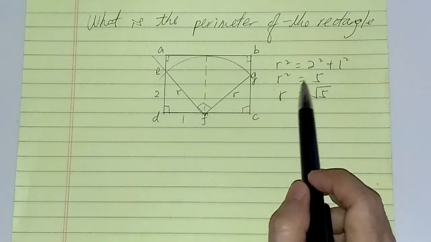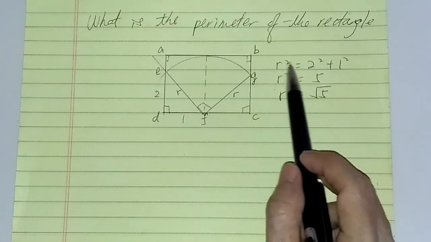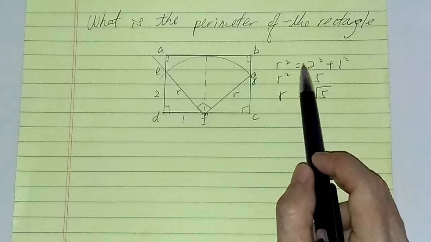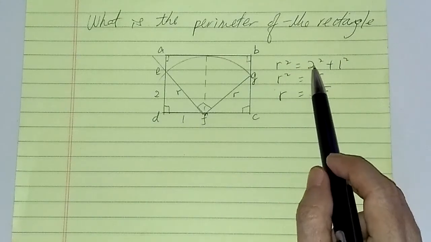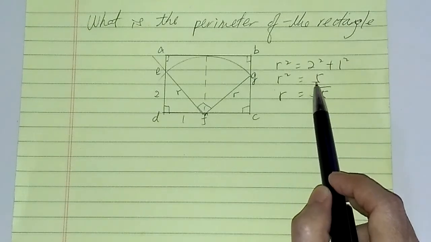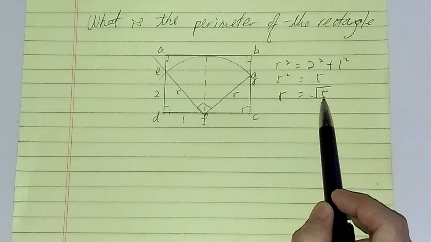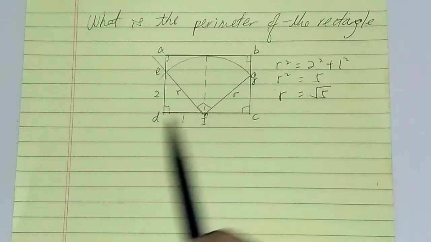So from here we can find that R squared equals 2 squared plus 1 squared. 2 squared is 4, 4 plus 1 squared is 5. So R squared will be 5, and R will be the square root of 5. Length cannot be negative, so we take the positive square root of 5.